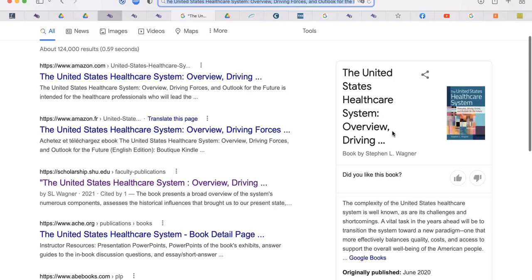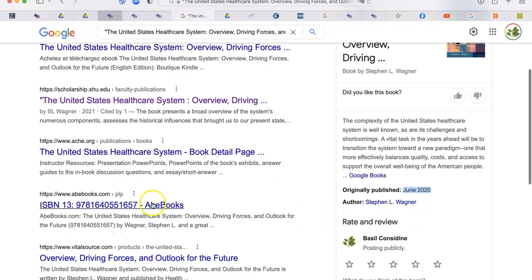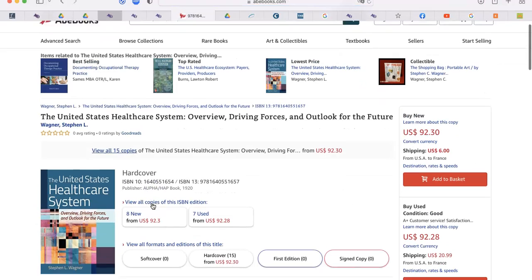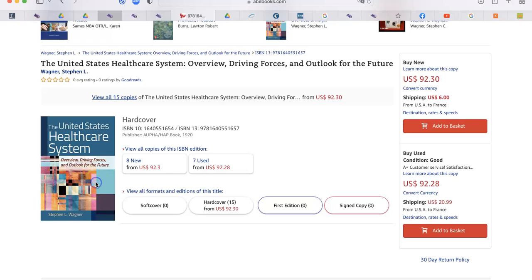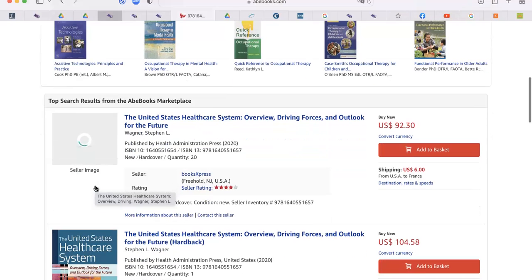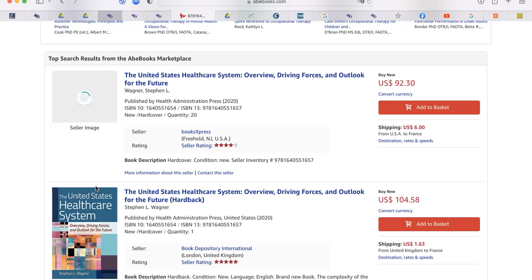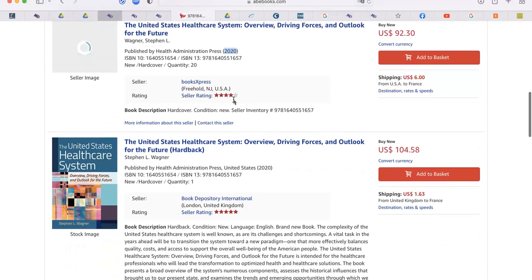Wagner, and in this case, the book, we can see from this note here that it was published in June 2020. There are other places where you can look this up if you can't find it, including contacting our librarians for assistance. But in this case, we're going to go ahead and look at this and see, okay, from the looks of it, there's not an earlier edition of it. It's printed by the Health Administration Press. Got the title there. We see 2020. Okay, I can work with that.